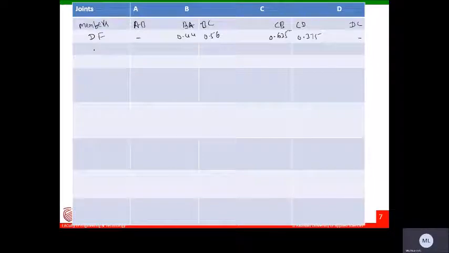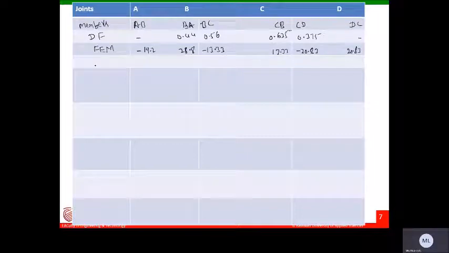Then let us write down the FEMs. What are the FEMs here? FEM is minus 19.2, 19.2, 28.8, and minus 13.33. This is plus 13.33, and this will be minus 20.83, minus 20.83, and plus 20.83. Okay, these are the FEMs.